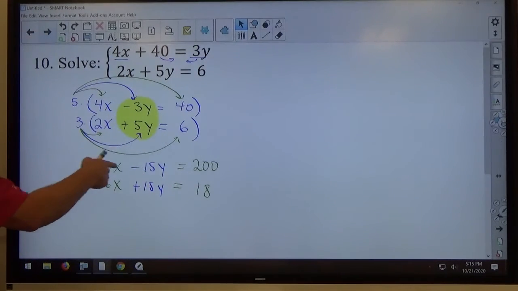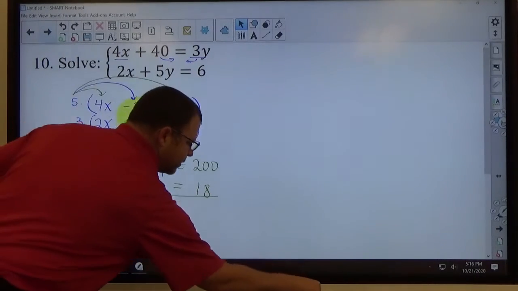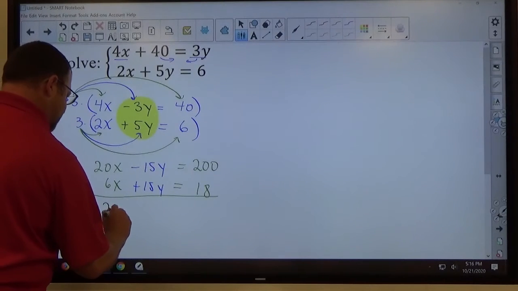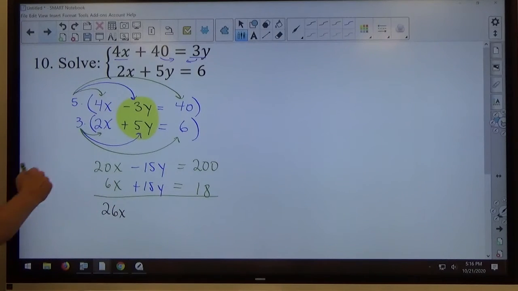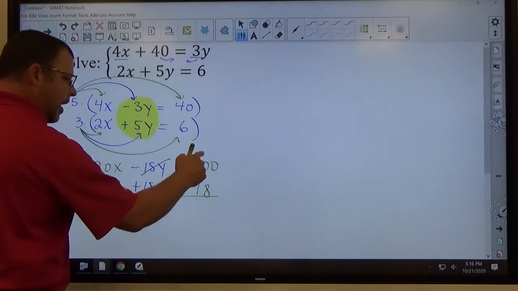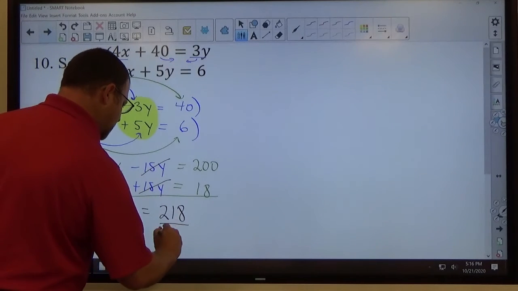Now that I've got opposite y's, I'm going to add the two equations together. And I'm going to get 20 plus 6 is going to be 26x. The signs are the same, so I added. 20 is bigger, so it's positive. Negative and positive 15y cancel. And 200 plus 18 is 218. Divide both sides by 26.